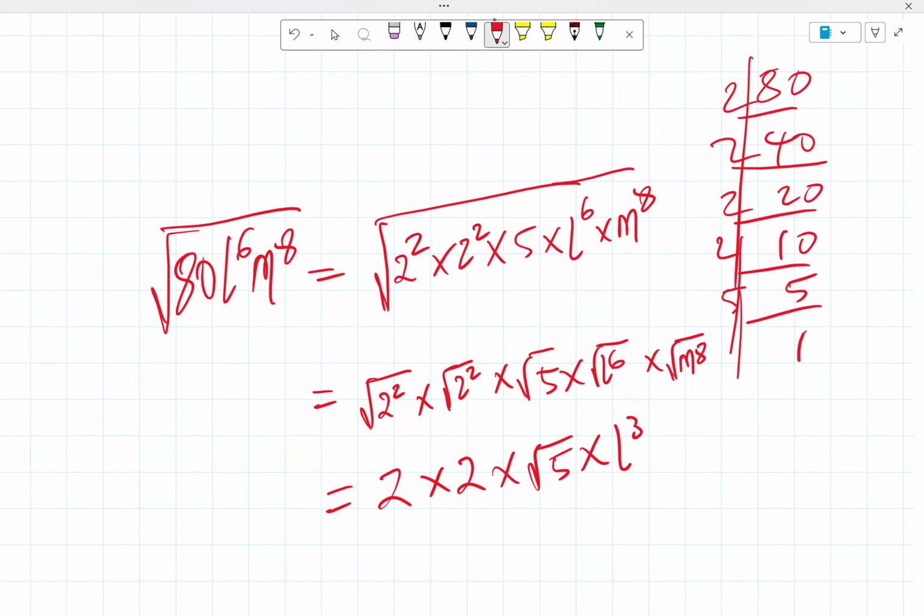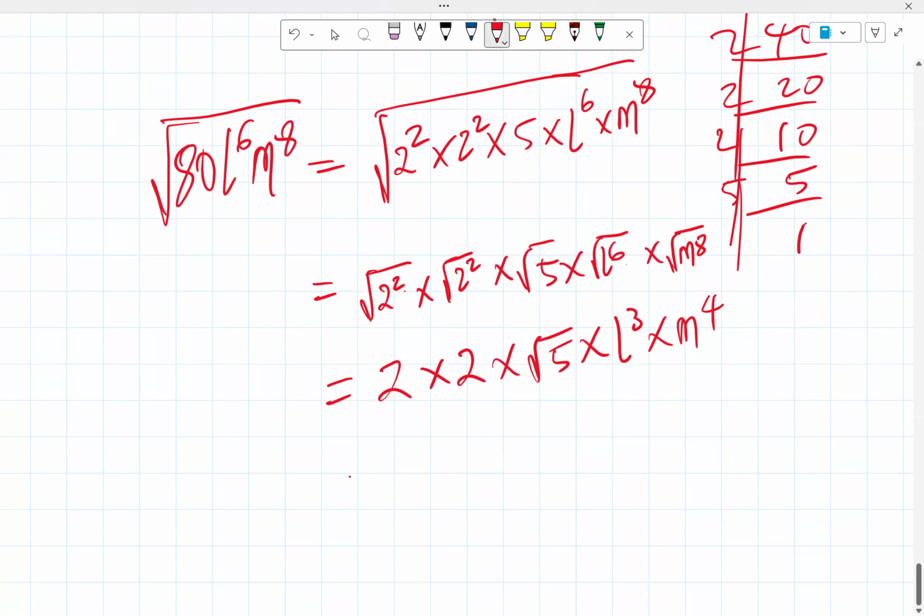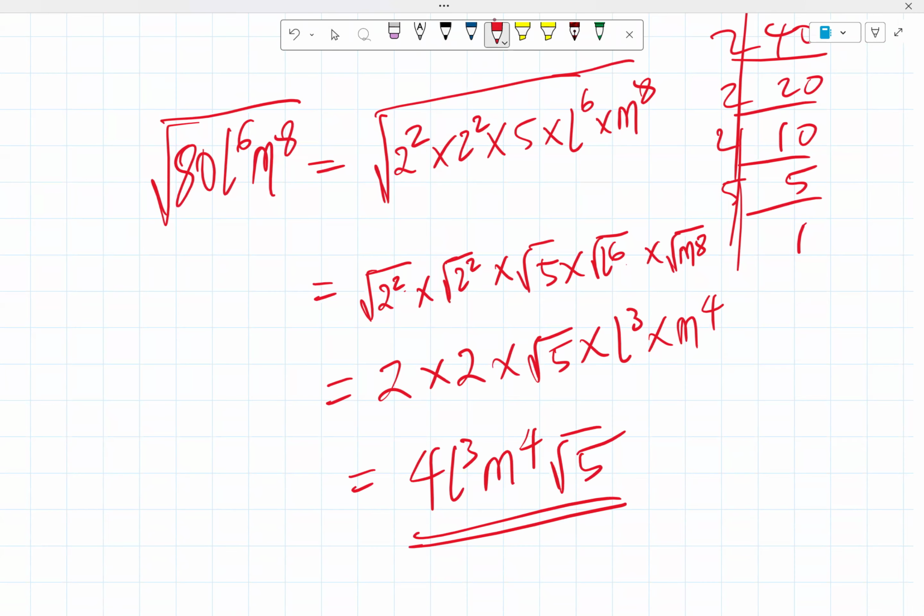Just take half of that, just like we take half of 2 raised to power 1. So you have L6, and the square root of M8, half of the power 8, is M4. So we then have 4 L cube M4 root 5. Because if you square this, that'll be 3 times 2, 6. If you square this, that's 4 times 2, 8. So all this now, root 5.